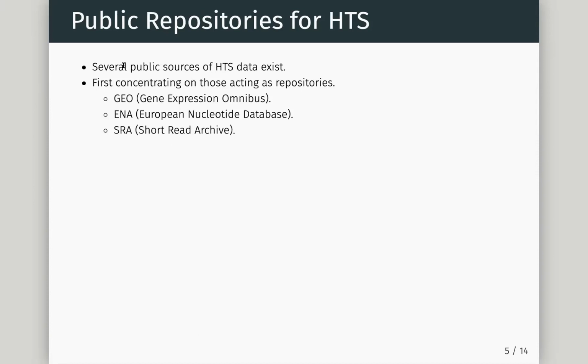So for high throughput sequencing data, which is what this course is really concentrating on, we have three, I would say. There is a Japanese one I'm not going to cover, and that isn't because it's not awesome. It's just I don't use it myself. But the three major repositories which we will use are GEO, ENA, and SRA. Two of these are the American repositories, GEO and SRA, and then the European equivalent, ENA.